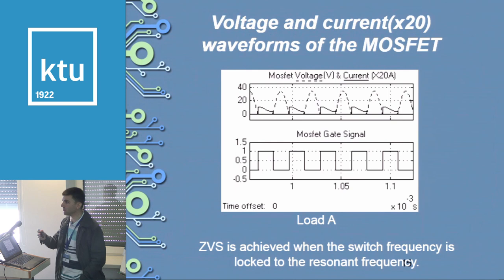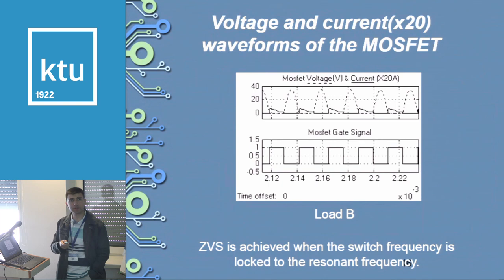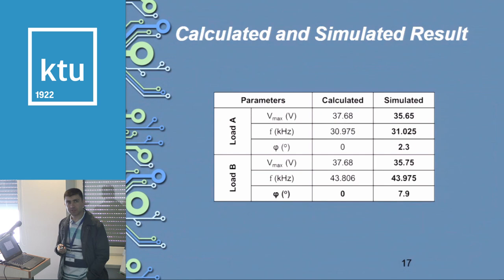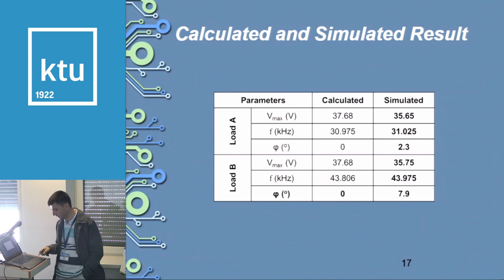Here are other test results for load B. As seen from the figure, zero voltage switching is also achieved for different loads. Some calculated and simulated results are shown on this page. According to the simulated and calculated results, they are very nearly the same. We have good agreement between the calculated and simulated points.